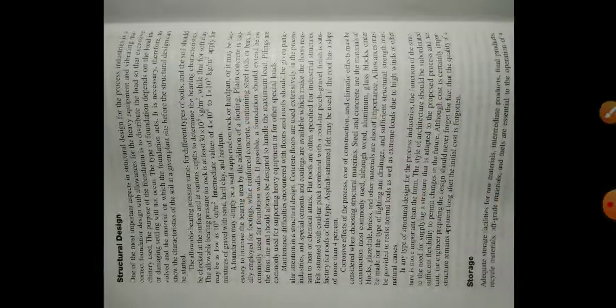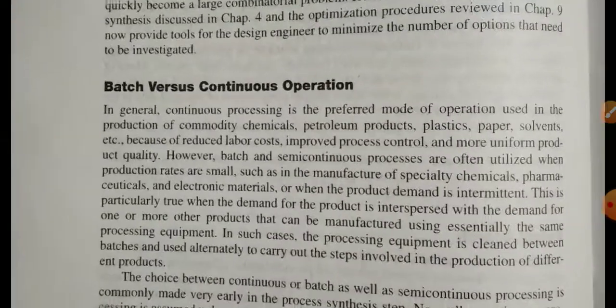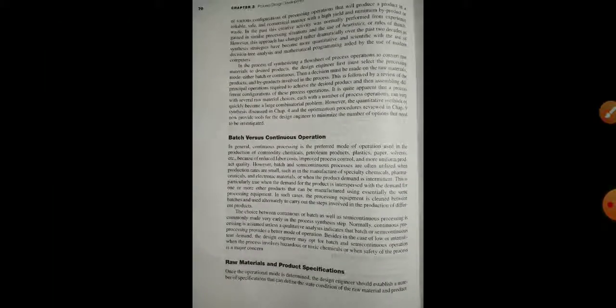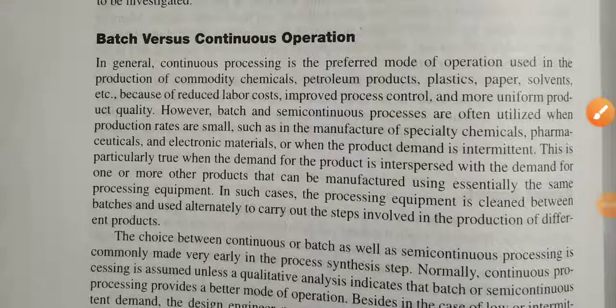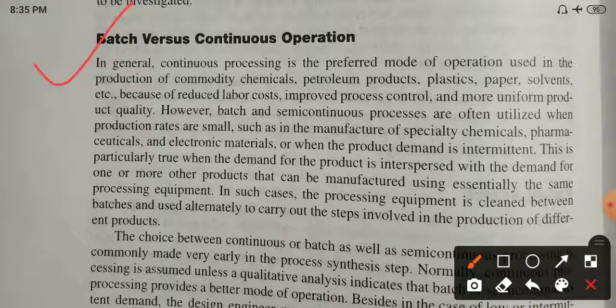So first of all, the batch versus continuous operation discussion. In general, continuous processing is the preferred mode of operation, used in the production of commodity chemicals, petrochemical products, plastics, paper, solvents, etc.